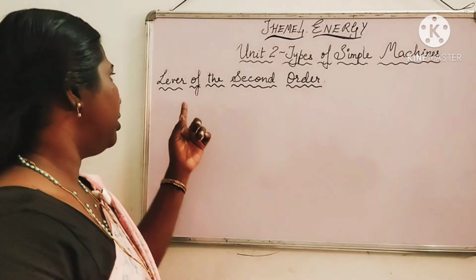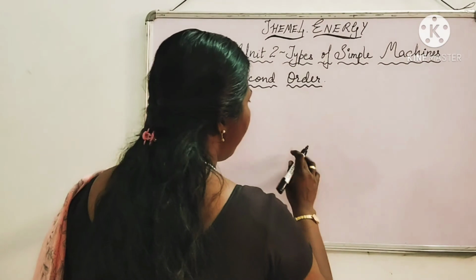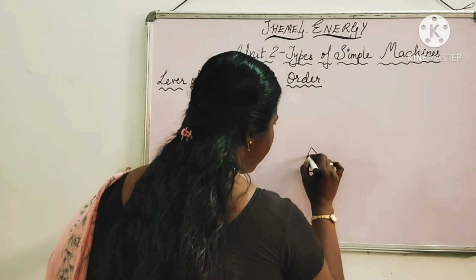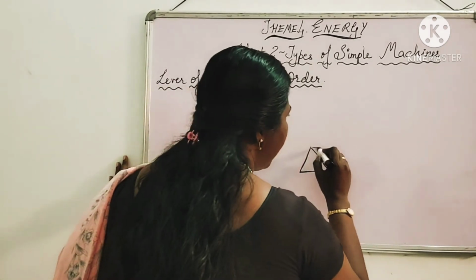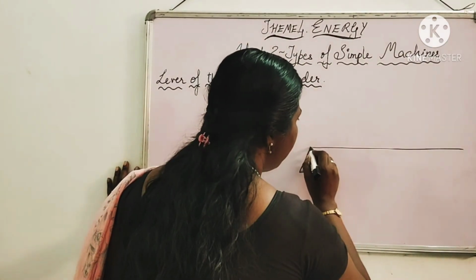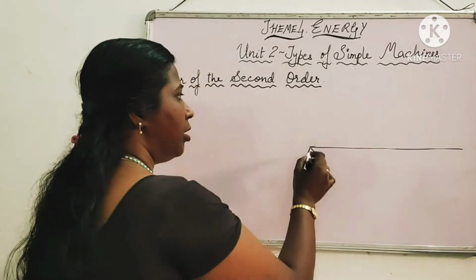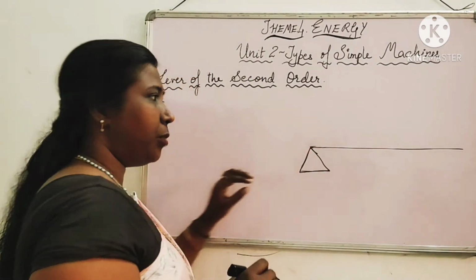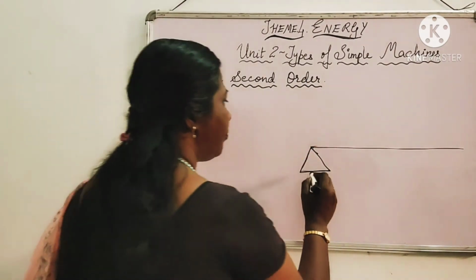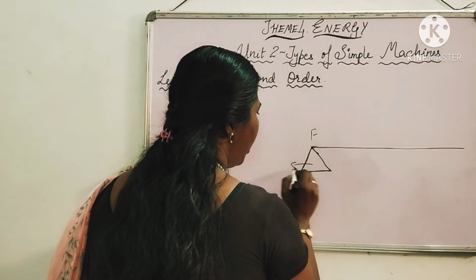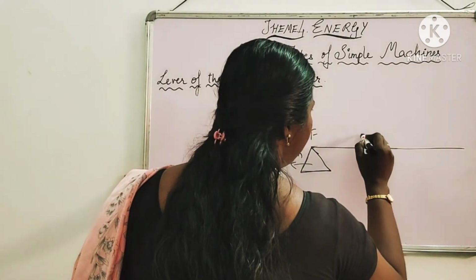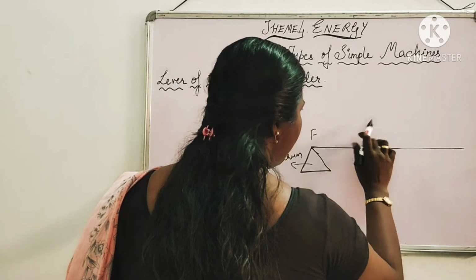Now we are talking about the lever of the second order. Now in this case, what happens? Now the fulcrum is at one end, and from there the rigid bar is there. This is a rigid bar or a beam or anything you can say, it is a bar. From here the fulcrum is a fixed point, and from here only the work will be done. This is F, this is the fulcrum, and this is a load. The load is kept over here.